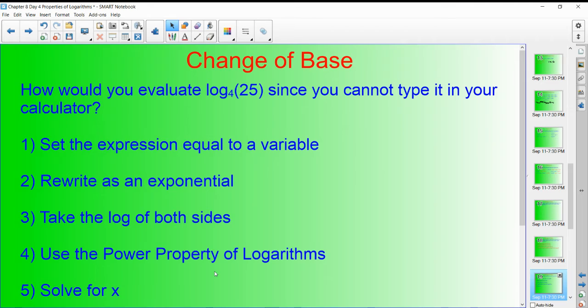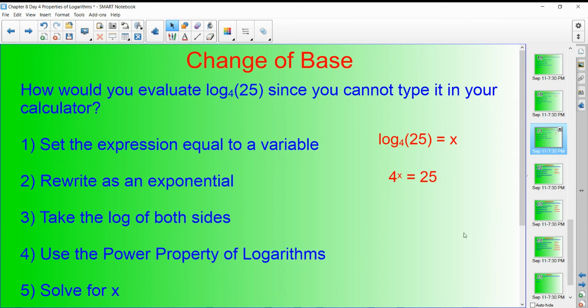So we're going to have a few steps on how we do this. Okay, and this is going to help us next lesson as well, how to solve a problem that has a log in it. So step one, when I see a problem and I want to know what it's equal to, it's equal to x, a variable. I don't know what it's equal to, but if I can find x, I can figure out what the decimal is. Now, step two, we've been practicing this a lot. If it's a log, I can write it as an exponential. So there it is as an exponential. 4 to the x equals 25.